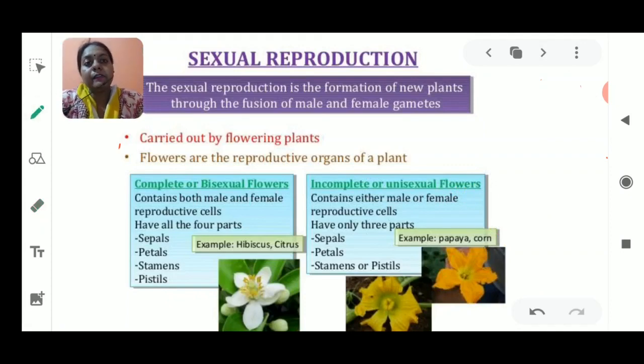Now if the flower has the reproductive parts, the female reproductive part consists of the stigma, style and ovary, and the male reproductive part is the stamen.